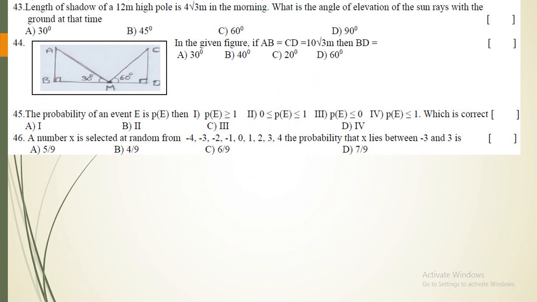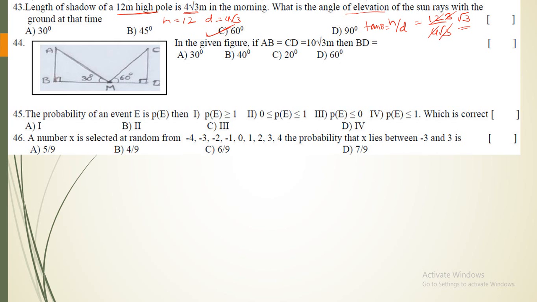Length of the shadow of a 12 meter height pole. So h is 12 meters. Length of shadow is 4 root 3. So d is equal to 4 root 3. And it is asking to find out the angle of elevation. Angle of elevation means tan theta. So tan theta is nothing but h by d. So h is 12, d is 4 root 3. In the 4 table this goes 3 times, root 3 in 3 goes root 3 times. So tan theta is equal to root 3. It is possible that theta is equal to 60 degrees. Right. Next, moving on to one more question.